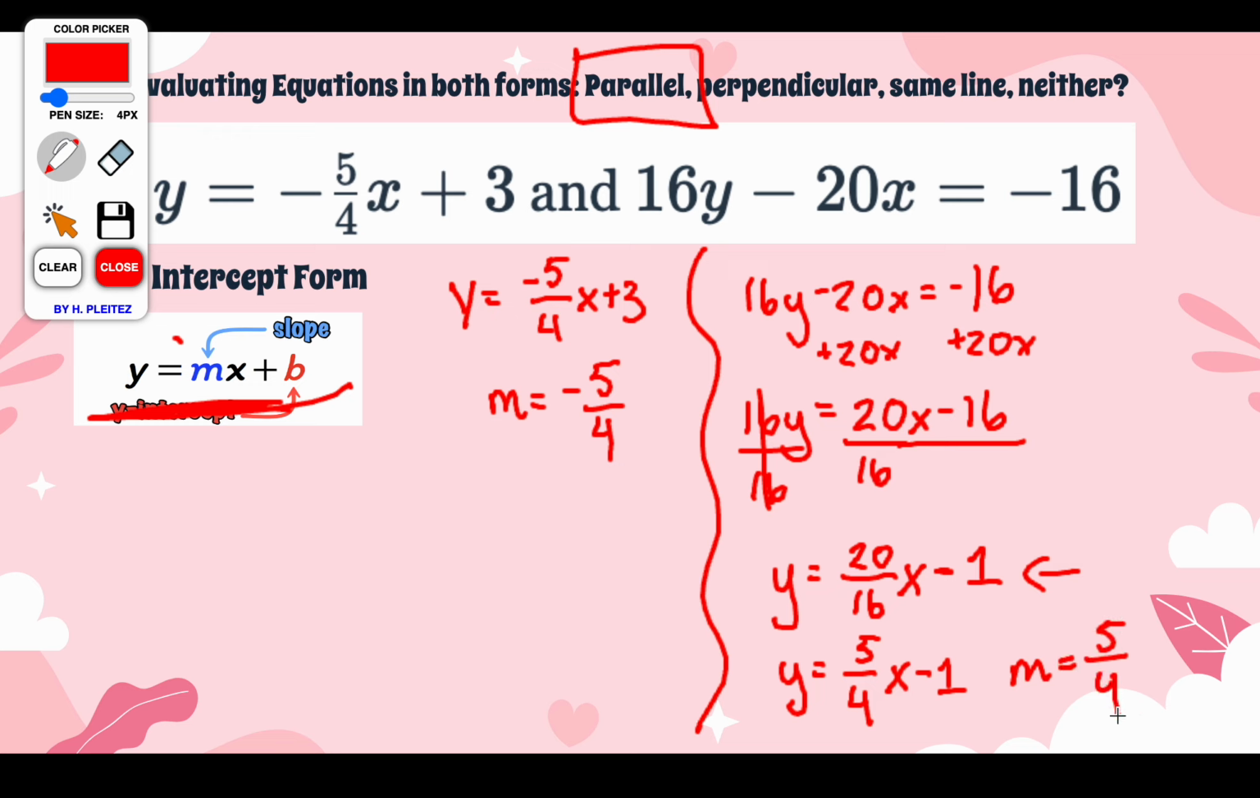So they're not the same exact number. The signs are different, which matters, so I know it can't be parallel. Perpendicular has to be negative reciprocal, which means the fraction should be flipped and the sign should be different. Now, while the signs are different, the fraction is not flipped, so it can't be perpendicular. Now, the same line, we would have to have the same exact equation. This is not the same exact equation at all, right? So this is going to be neither.